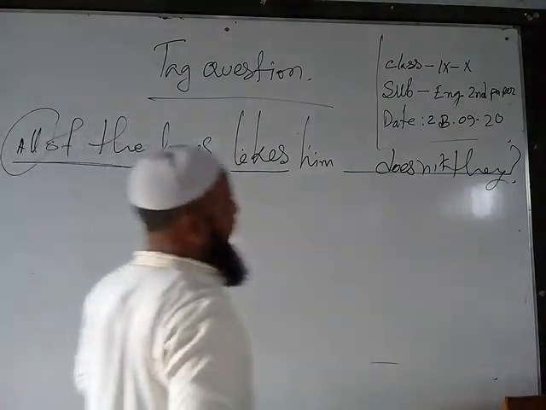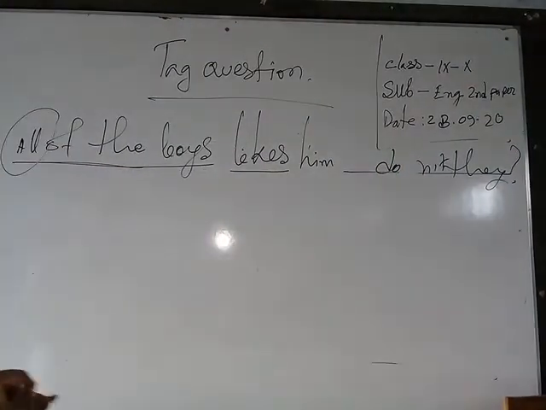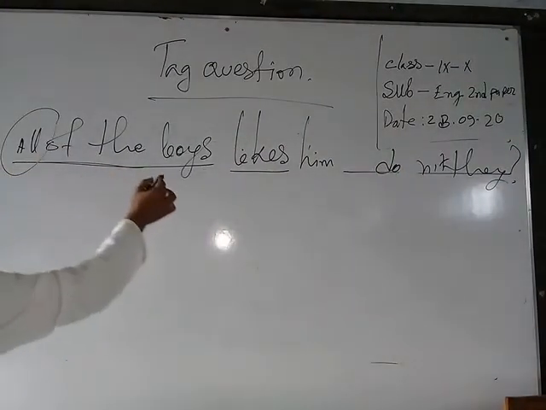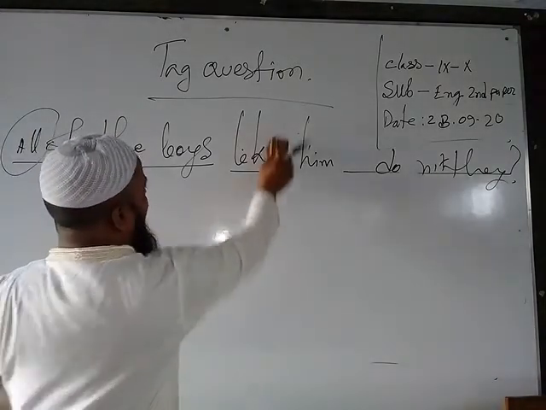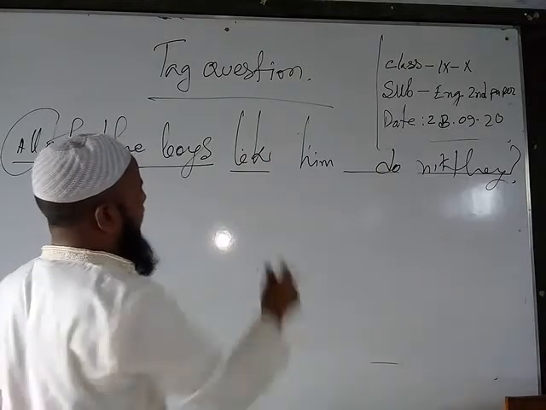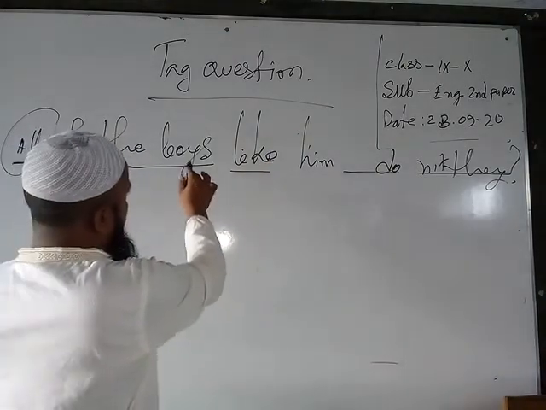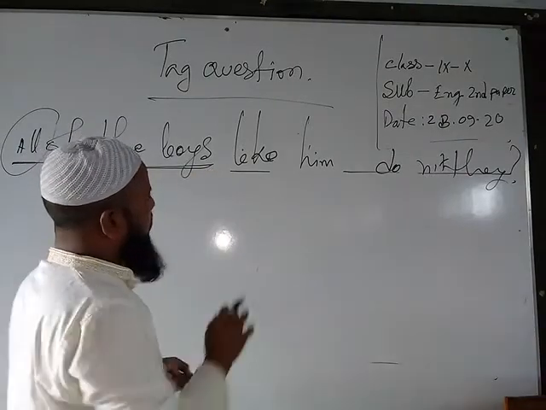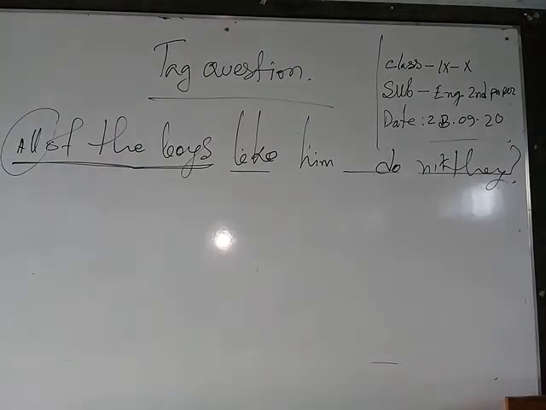Sorry, exactly here: don't they. All of the boys like, not all of the boys likes. All of the boys like him here, because all of is plural form, all of the boys is also plural form, so plural form takes the base form of the verb. All of the boys like him, don't they.